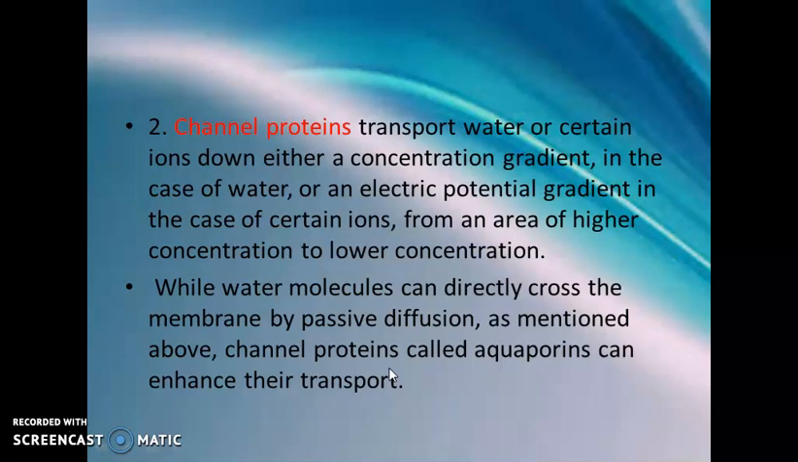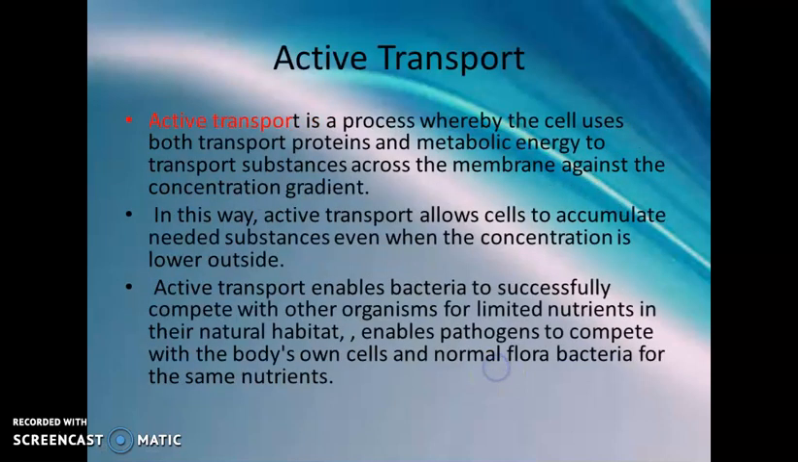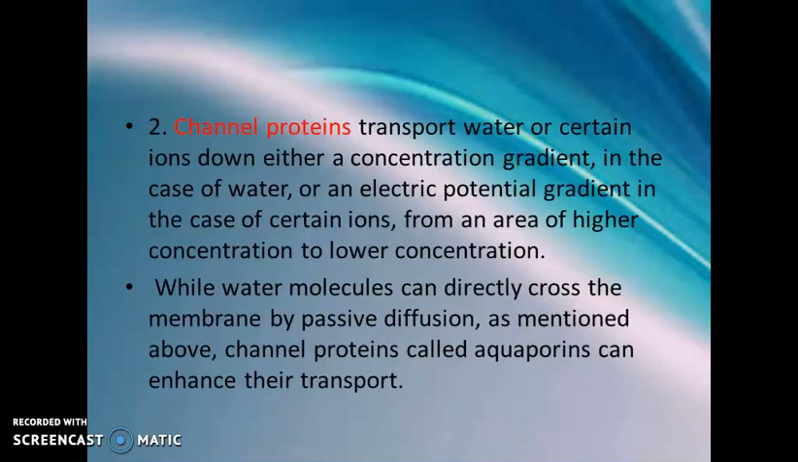So certain ions can be transported down either a concentration gradient, in the case of water, or an electric potential gradient, in the case of certain ions. While water molecules can directly cross the membrane by passive diffusion as mentioned above, channel proteins called aquaporins can enhance their transport. So the channel proteins we are discussing here are aquaporins.